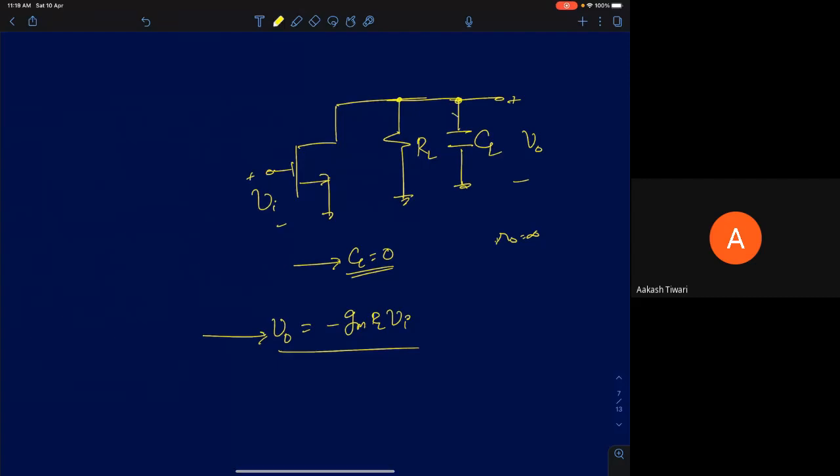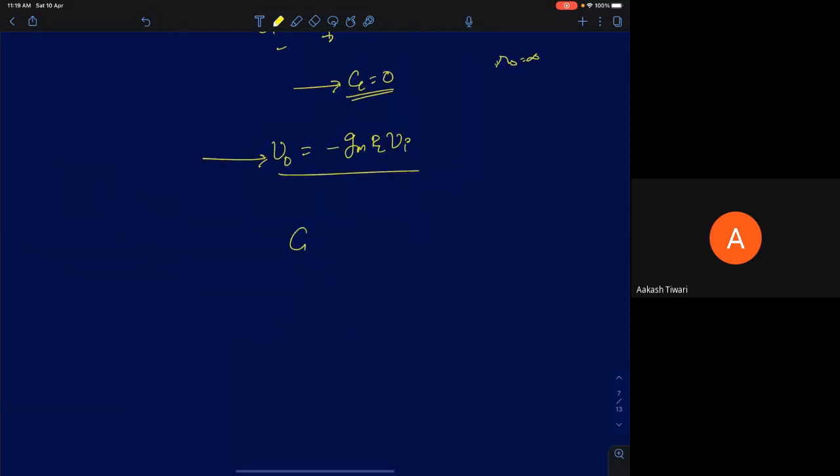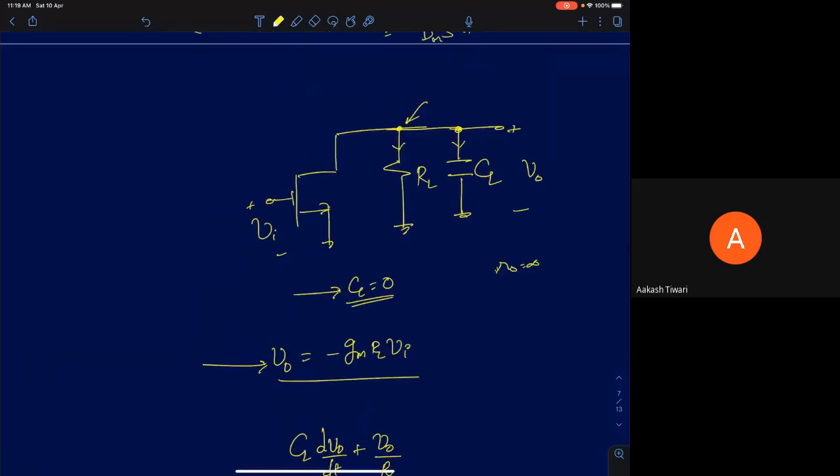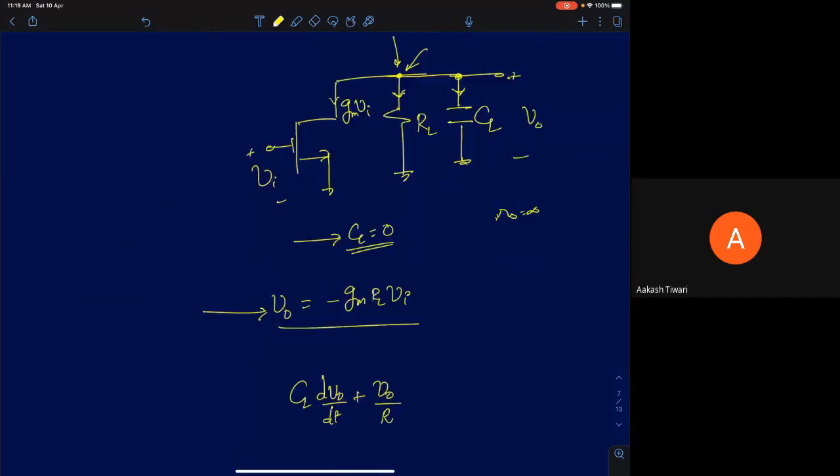So we'll just solve it the brute force way, writing Kirchhoff's current law at this node. You will get CL dV naught by dt plus V naught by R. That's your current entering, as I'm applying Kirchhoff's current law at this node. What is the current through the MOSFET? Can I say that will be Gm times Vi? Okay, that will be just Gm times Vi.